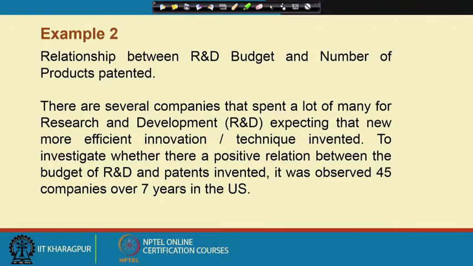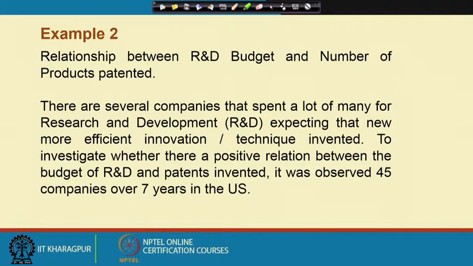Likewise, we can have different kinds of structures to analyze through the panel data model, and we can discuss the same kind of structure through a second example, that is, the relationship between R&D expenditure and the number of patents. There are several companies that spend more revenue towards R&D activities, and they are expecting more and more innovations. So, obviously, we expect that R&D activities and innovations are positively related.